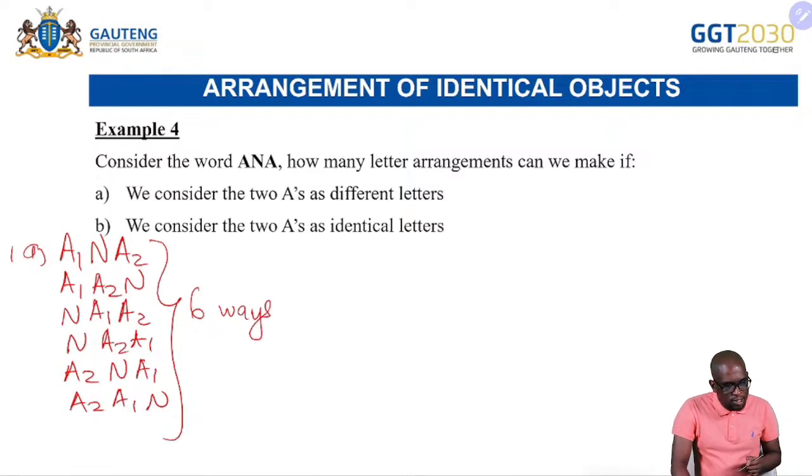We can arrange this in 6 ways. We can arrange these letters in 6 different ways. That's how we can do it manually. Right, let's look at the second one.